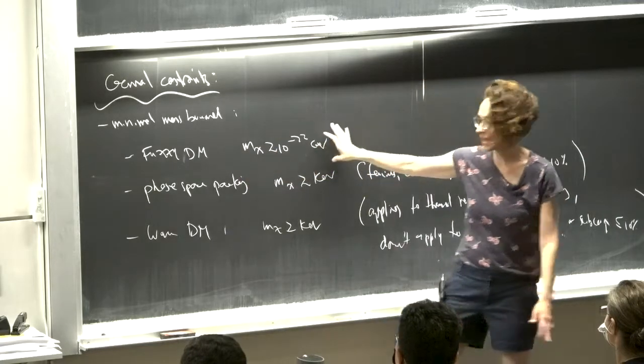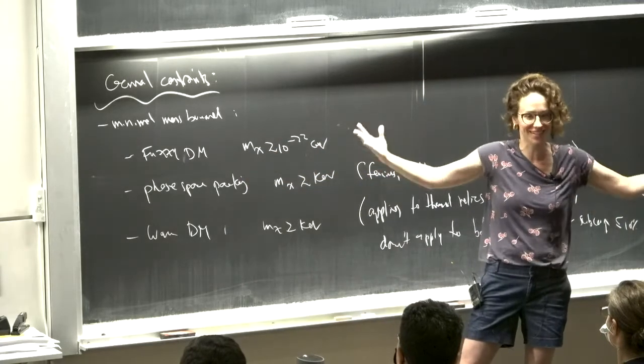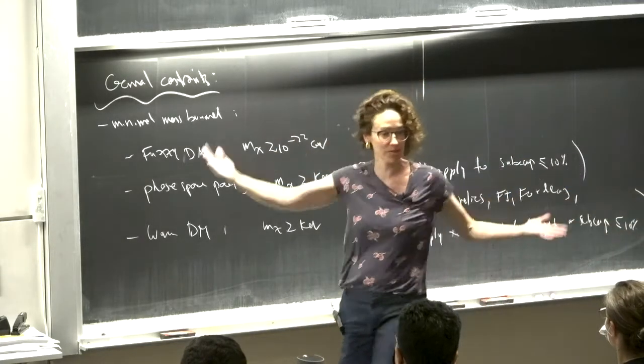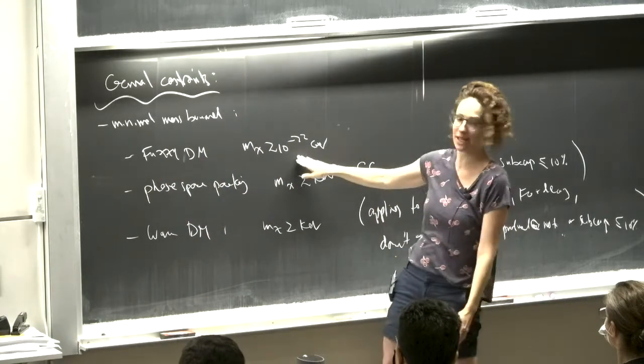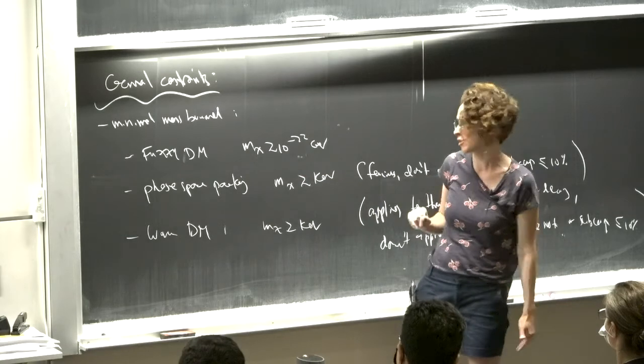So fuzzy dark matter, this concept that dark matter has to fit into objects that we see. That tells me something about its wavelength needing to be able to be contained in certain sizes. That's what sets a minimal mass in general on dark matter.